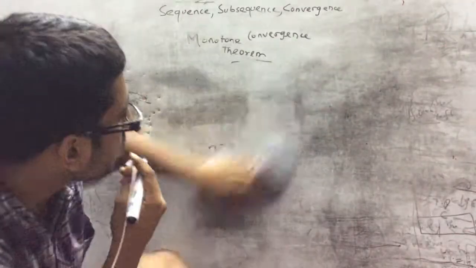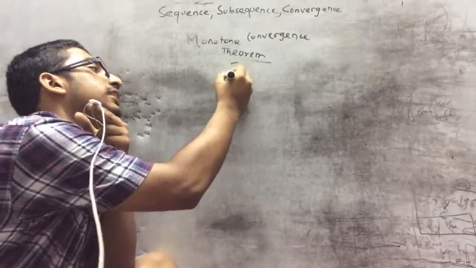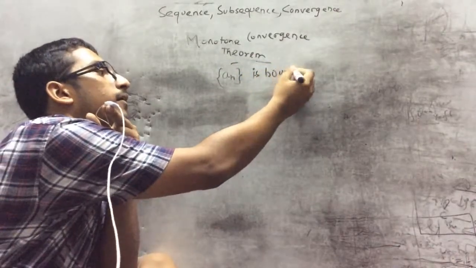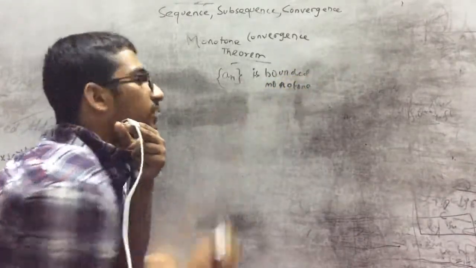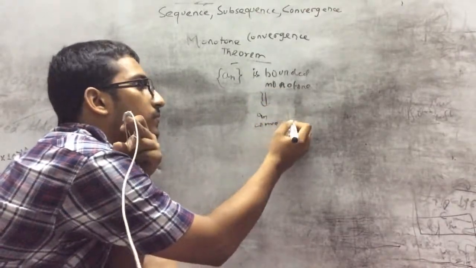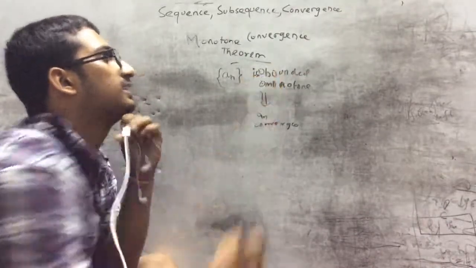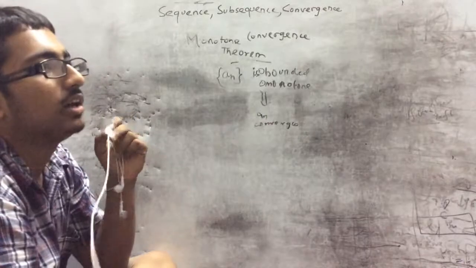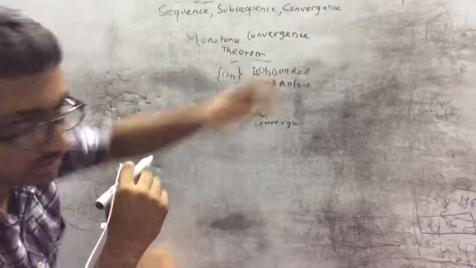So now the monotone convergence theorem states that if a sequence a_n is bounded and monotone, then it converges. First of all, these two things are equally important. A monotone sequence may not be bounded, and these conditions are sufficient but not necessary. I mean, it is not an if and only if. If they hold, then it converges, but if it is convergent, then it doesn't imply this.